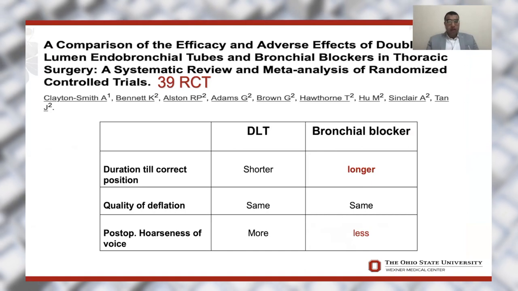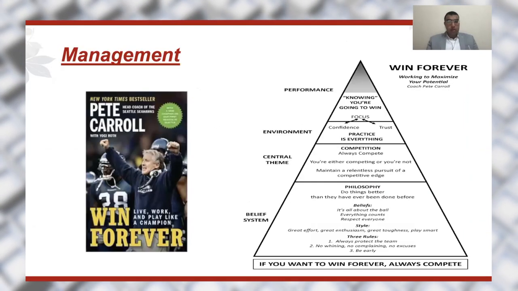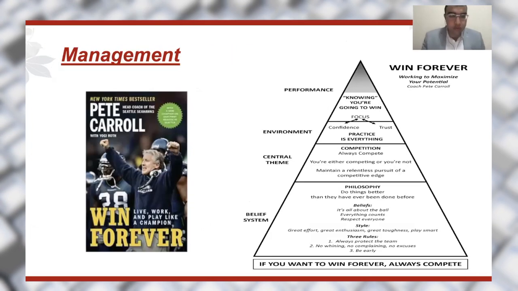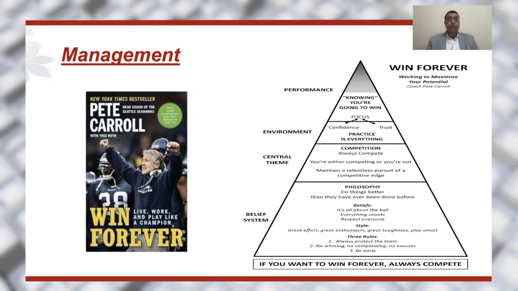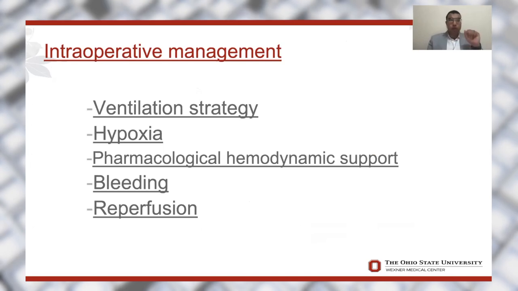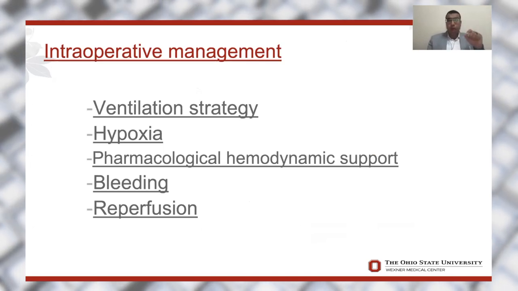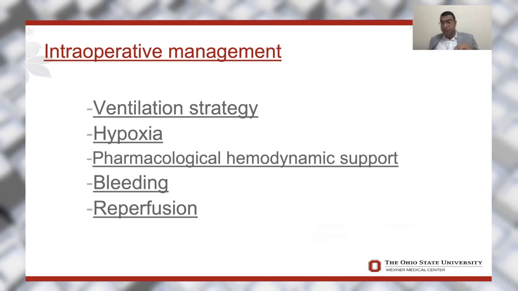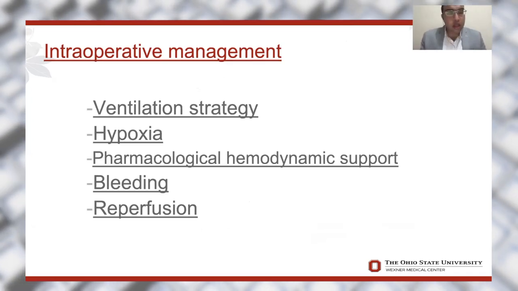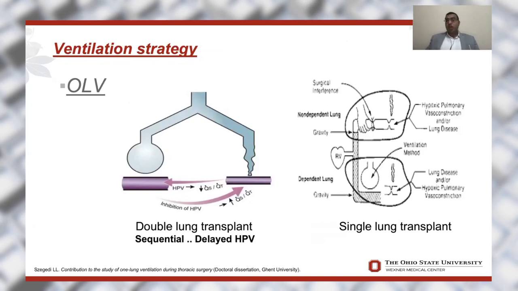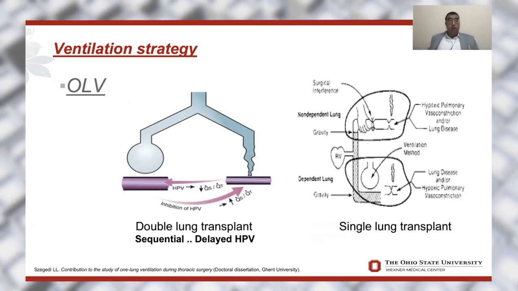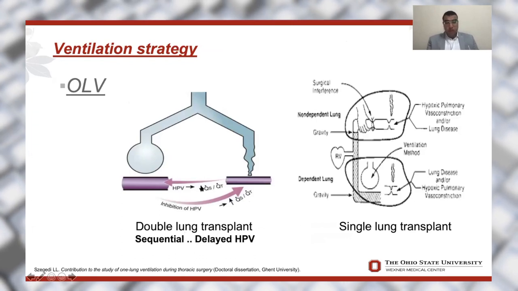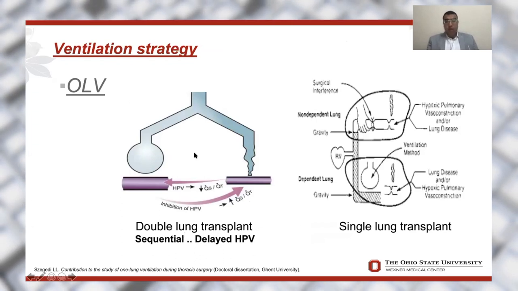This is a very nice book. I read it on Amazon about the management, how we can win forever. For the intraoperative management, we will talk about the ventilation strategy, hypoxia, the hemodynamic support, bleeding, and reperfusion. About the ventilation strategy, I said we use one lung ventilation, either in single lung transplant or sequential lung ventilation in the double lung transplant.